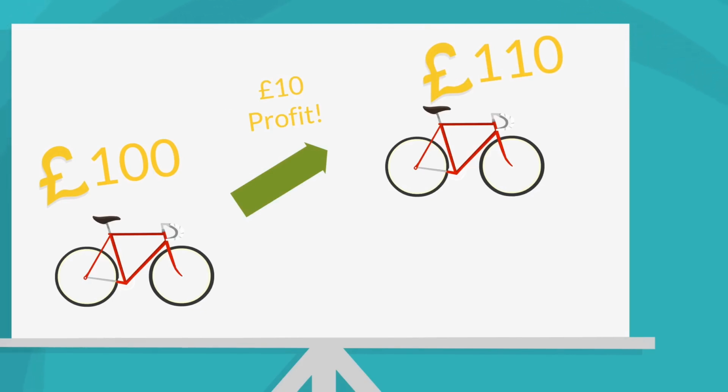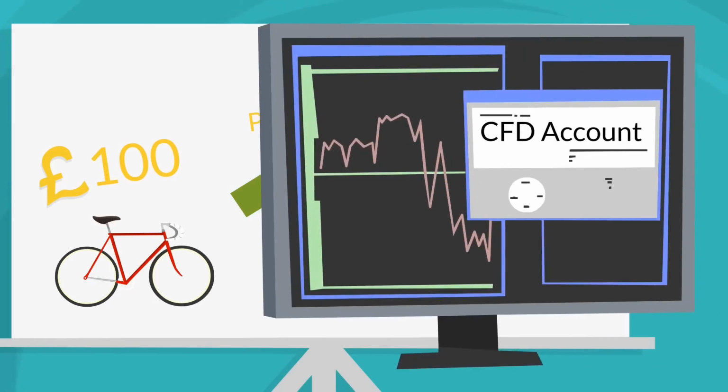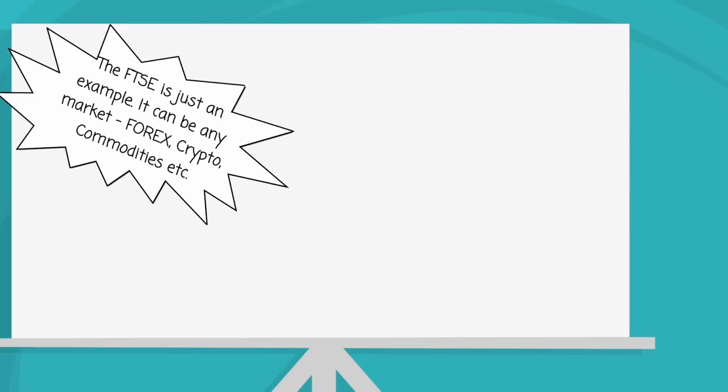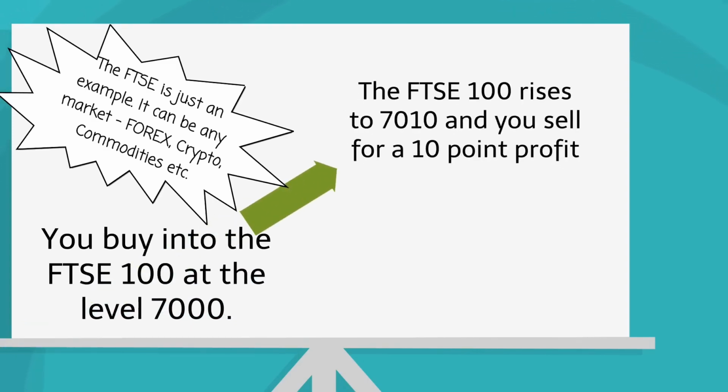There are lots of ways you can trade as a retail trader. One of the most common is through a CFD account or contract for difference account. Let's look at our bike example in a way that would be more realistic to a trader. We will use the FTSE 100 index for our example, but it is the same for any market: Forex, crypto, commodities, stocks and shares, or whatever. Now, you think that the FTSE is going to rise in price. You buy into the market at the level 7,000. The FTSE then rises to 7,010 and you sell for a 10-point profit.